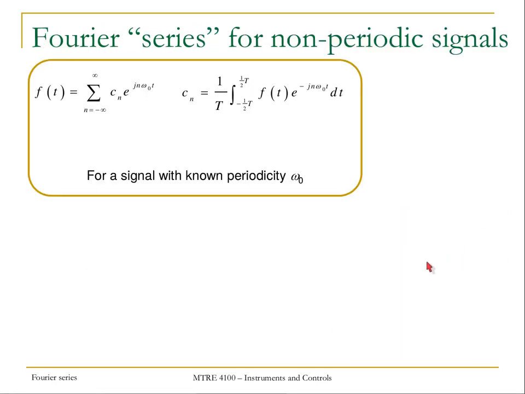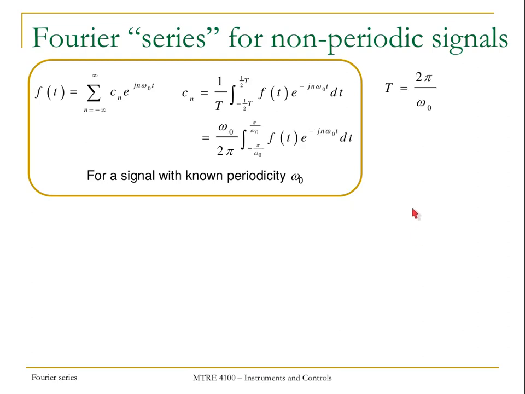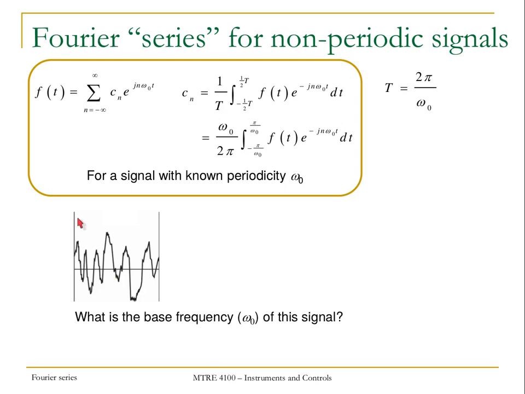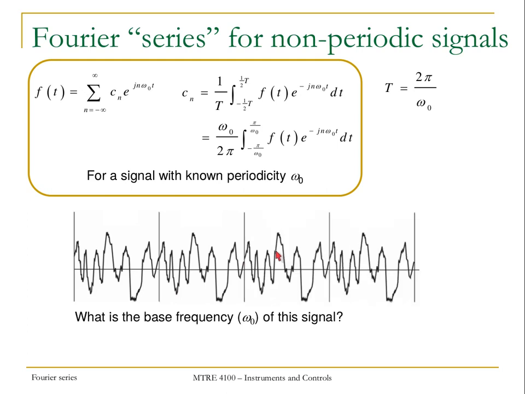Now that we've looked at the Fourier series, we're going to examine the Fourier transform. And that's useful for evaluating non-periodic signals. Here's the Fourier series in complex exponential form, and we're just going to rewrite the coefficients in terms of omega naught instead of in terms of the period. If we had this signal where we measure it over this period, T, what's the base frequency omega naught of this signal? Well, it's just 2 pi over this time period. And so we can make this periodic by copying it like that.